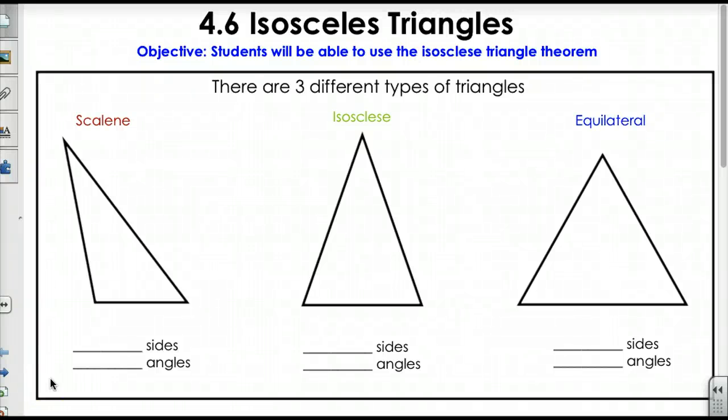Hey students, welcome to lesson 4.6, Isosceles Triangles. Today our students will be able to use the Isosceles Triangle Theorem. Alright, well let's just get into it.